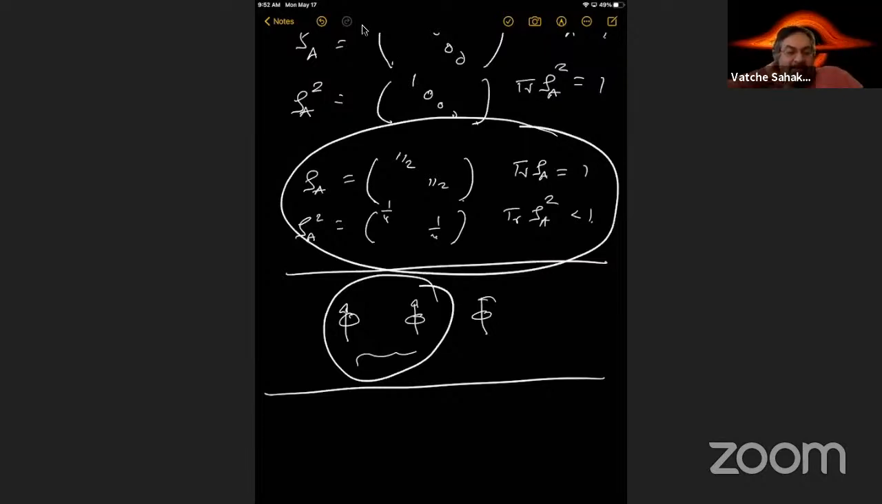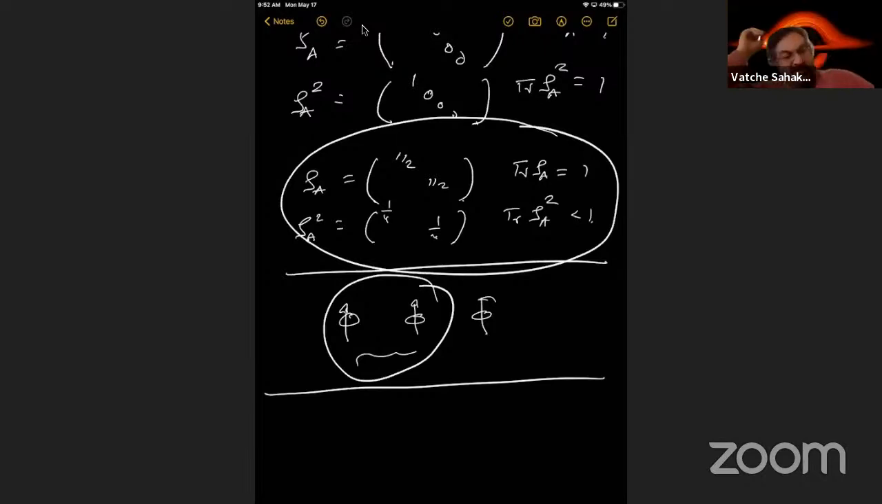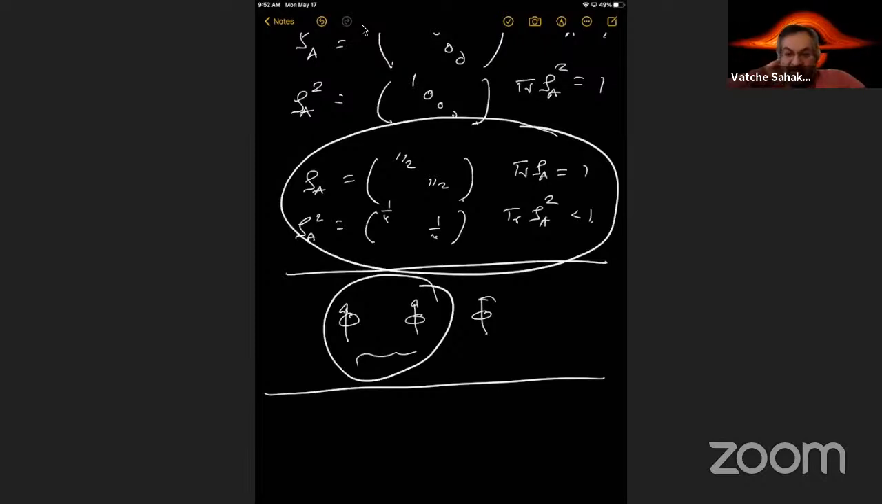Samir, I had a small question. Yes. In all of these situations where you're trying to find the state, you need copies of the state. Yes. So do you want to say something about what the challenges are in having a system and then making copies of it so that you can determine its density matrix?